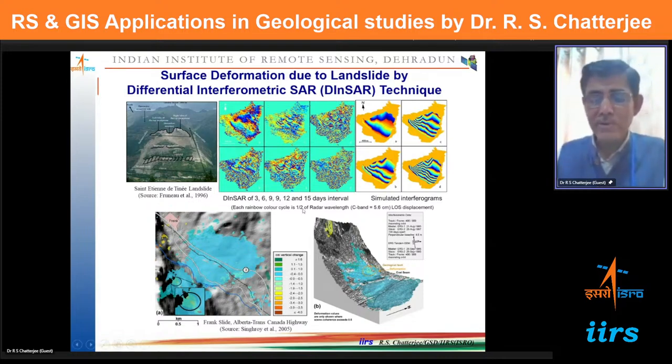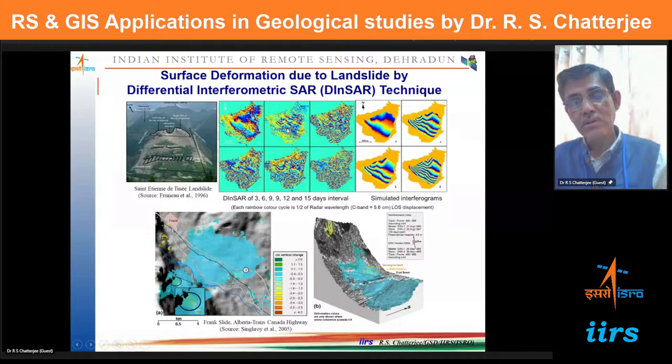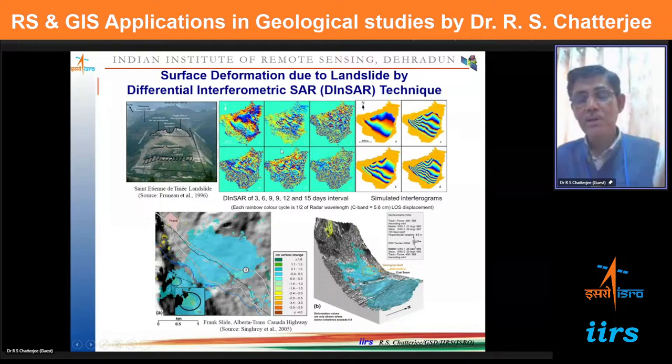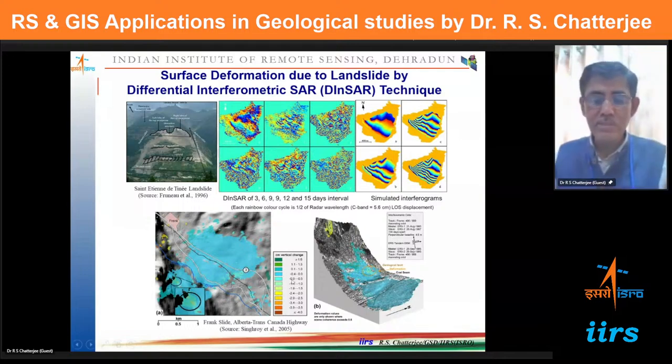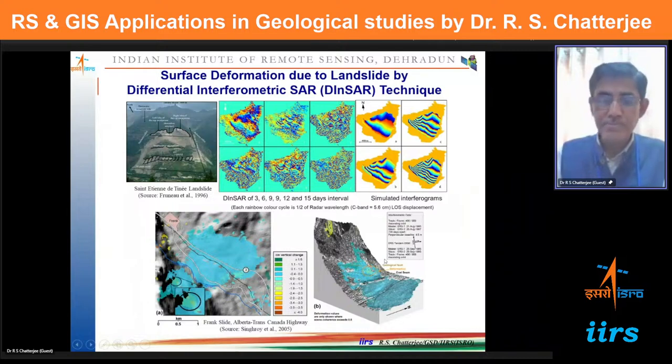Here, one study was done, a pioneering study in the 1990s. See, due to this landslide, the movements can be mapped. Here, each color cycle represents lambda by 2 of the radar band. The radar band wavelength was 5.6 centimeter, C band data, so each color cycle represents 2.8 centimeter movement of the terrain due to this landslide. Maybe before the landslide, the slow movement is very useful for predicting when the major movement can take place. Similarly, this is another area in Canada where slow movement was identified. Based on that, you can have some predictability analysis.